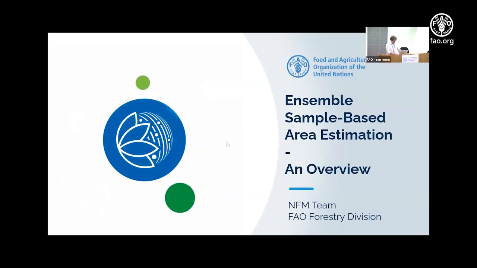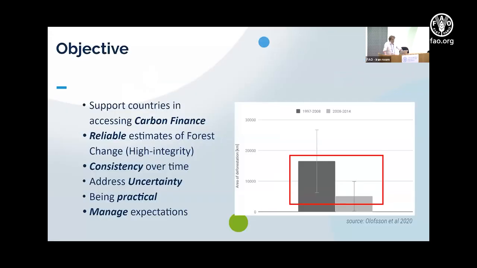So, as the NFM team at FAO, one of our main mandates is to support countries in developing and advancing their national forest monitoring systems. And while there are many different reasons to monitor your forest, one of the drivers is carbon finance. And for carbon finance, we need reliable estimates of forest and forest change, keyword high integrity data, which also needs to be consistent over time.